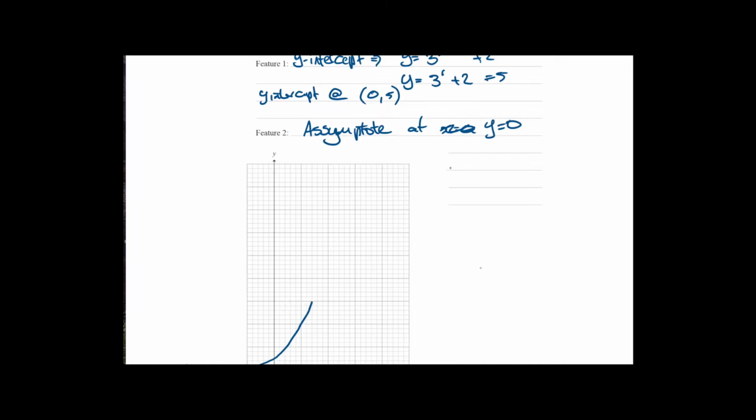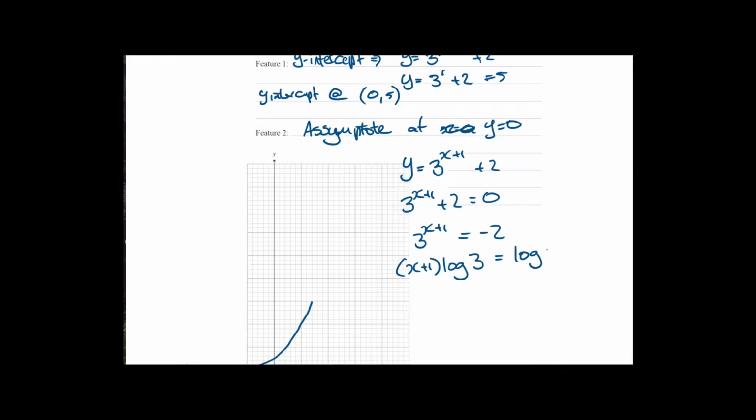Okay, so let's prove that. We know that y is equal to 3^(x+1) plus 2. So if we tried to find the x-intercept, we would set y equal to 0. So 3^(x+1) plus 2 equals 0. Let's bring this 2 across. Now to find that, we need to take logarithms. So x plus 1 comes out the front, and we take a log of 3. So this is fine.